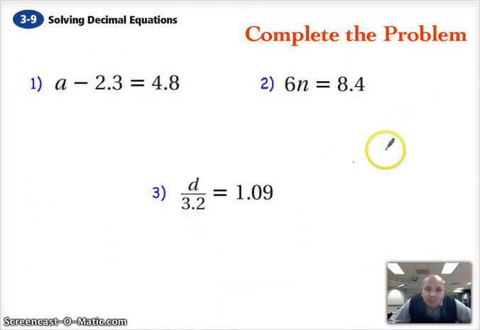Now we go to complete the problem. We've got 3 problems that I want you to go ahead and copy down and solve. And we'll see you in class.